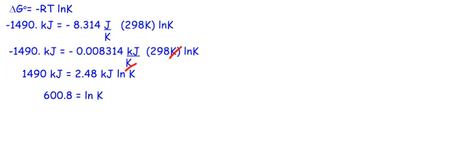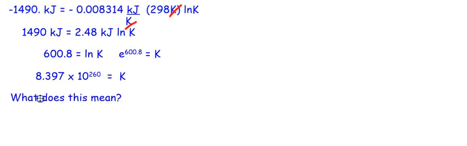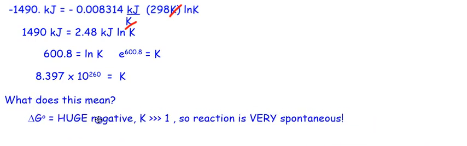So what does that mean now? Wow. e to the 608 is one heck of a number. Oh, here it is, huge. Huge, all right? Ten to the 260th power. What the heck? All right, so what does this mean? Well, if you looked at the delta G value, let's scroll up, here it is, negative 1490. That's a huge negative number, isn't it? Kilojoules even, that's huge. Look at K, it is huge. What does this mean? The reaction is really spontaneous. That's crazy, isn't it? All right, so it all hopefully makes some sense.